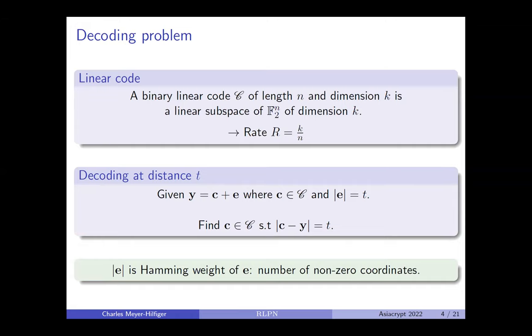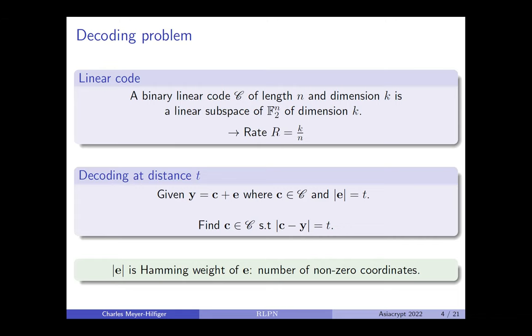So I'm just going to recall what I'm going to use here. First, a linear code. So here I'm going to be placed in a binary space. A binary code of length n and dimension k is just a linear subspace of F2 to the power of n of dimension k, okay? And we will call r the weight of the code.